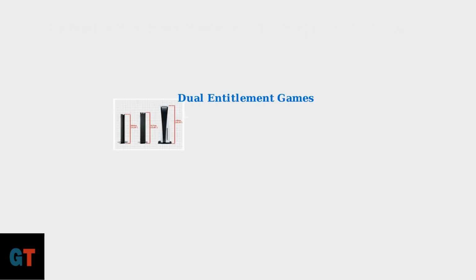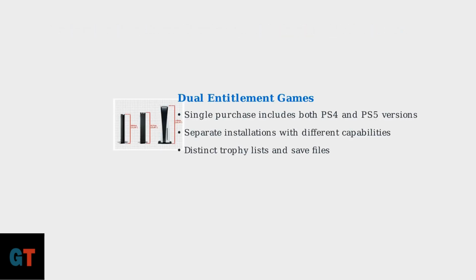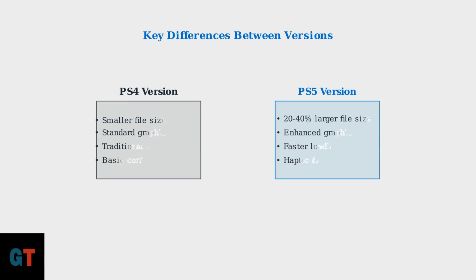Dual entitlement games provide both PlayStation 4 and PlayStation 5 versions with a single purchase. These are separate installations with different capabilities, and most maintain distinct trophy lists and save files. PlayStation 5 versions typically require 20 to 40% more storage space than their PlayStation 4 counterparts, but offer significant enhancements including improved graphics, faster loading times, and advanced haptic feedback capabilities.